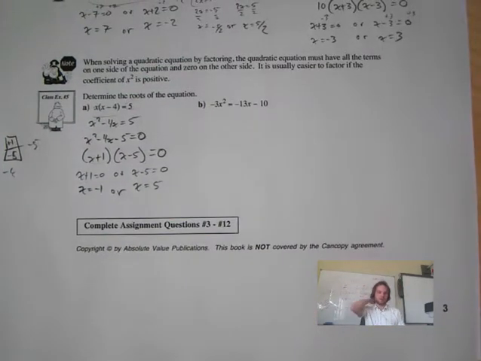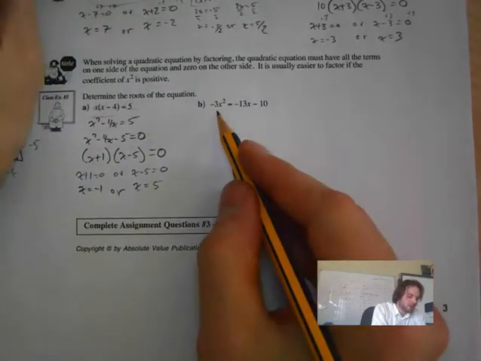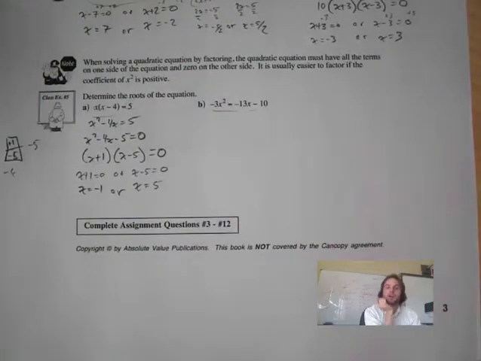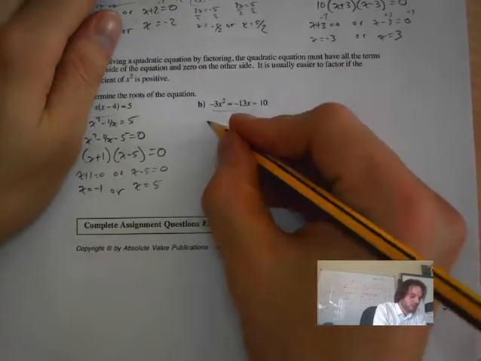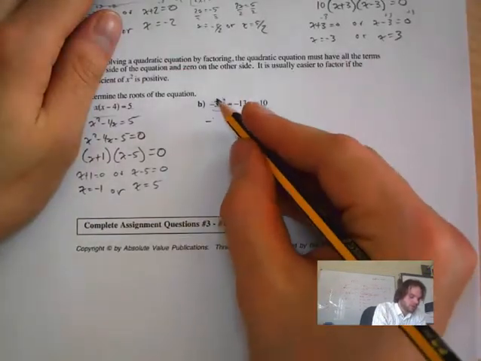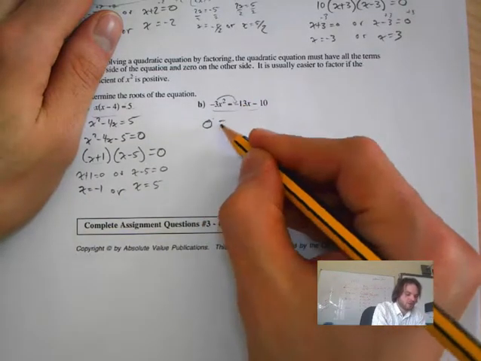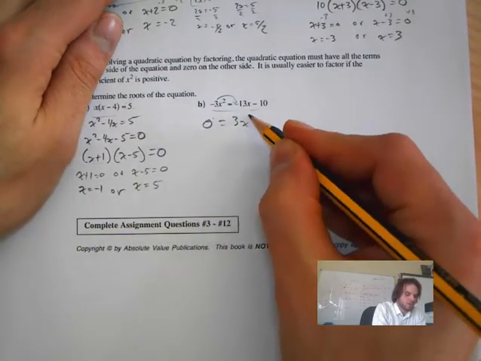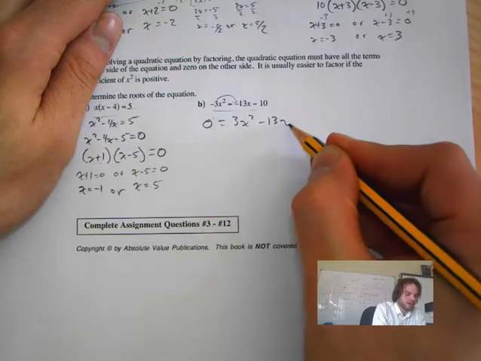So take a look at the next one. Look at this. There's a problem again. It's not equal to 0. I must make it equal to 0. There's nothing to multiply in first, so let's go with negative 3. I'm just going to put this 3x squared there. So I'm going to have 0 is equal to 3x squared minus 13x minus 10.